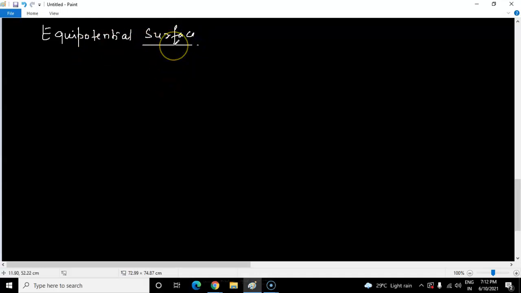Any surface which has the same electrostatic potential is called an equipotential surface. Electrostatic potential surface. Okay. So here, any surface which has the same electrostatic potential is called an equipotential surface.